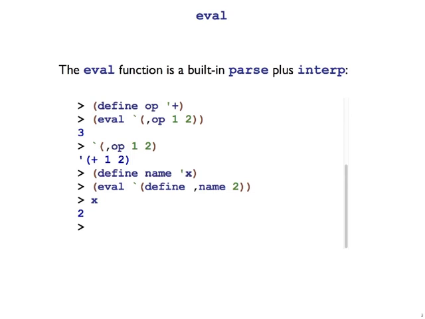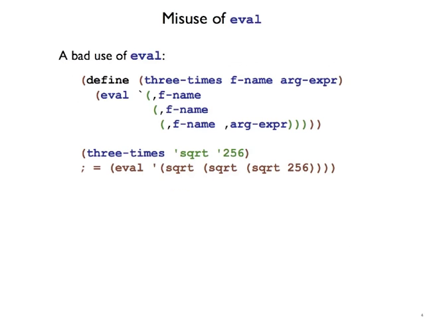So the existence of eval can be pretty powerful, but it turns out you probably shouldn't use it. It's more often abused than used correctly. Here's an example of a bad use of eval. I've got a 3-times function, which takes a function name and an argument expression, and it just builds up an application of the function to the function to the function applied to the argument. So if I call 3-times with the name square root and the S expression 256, that's the same as evaluating square root of square root of square root of 256.